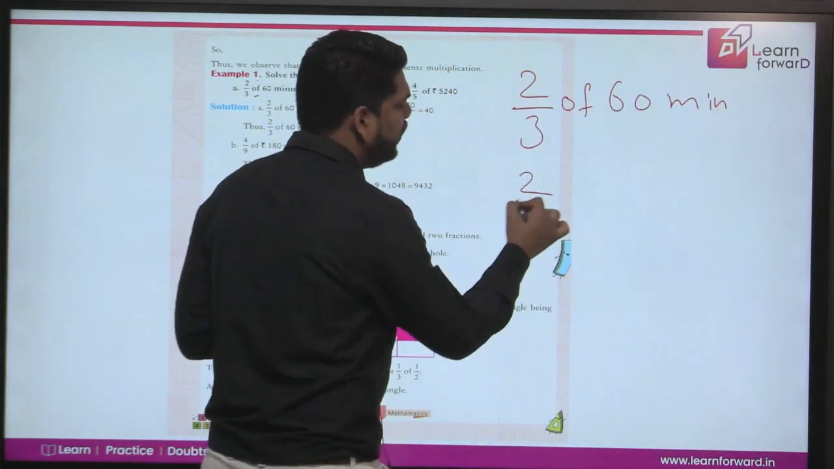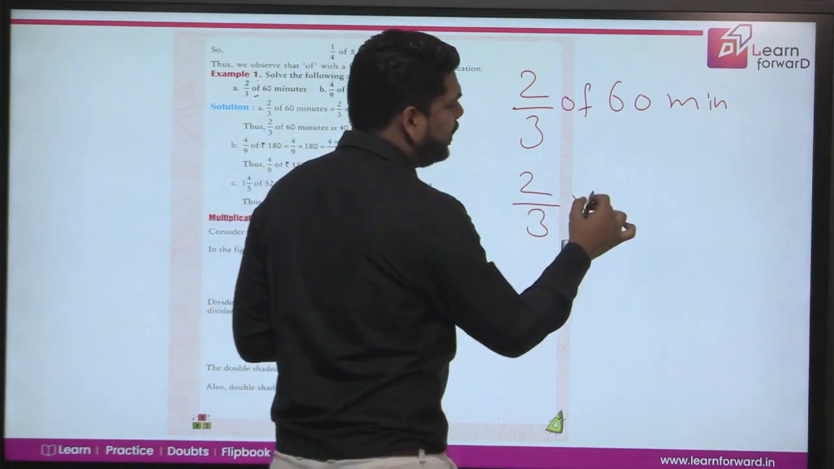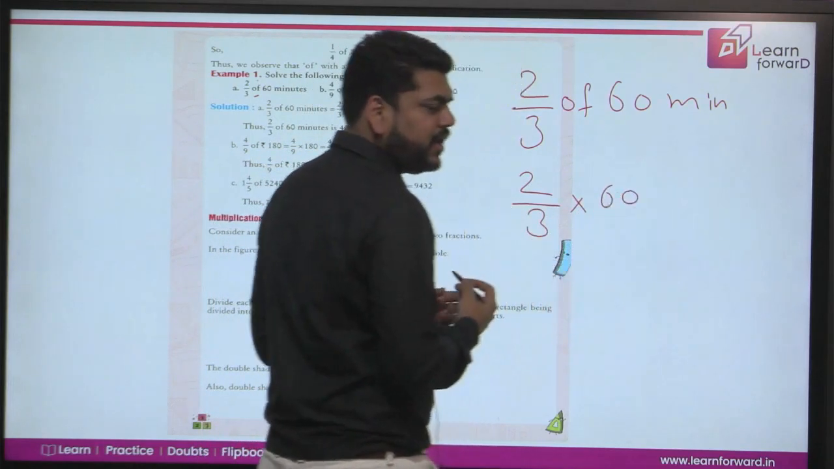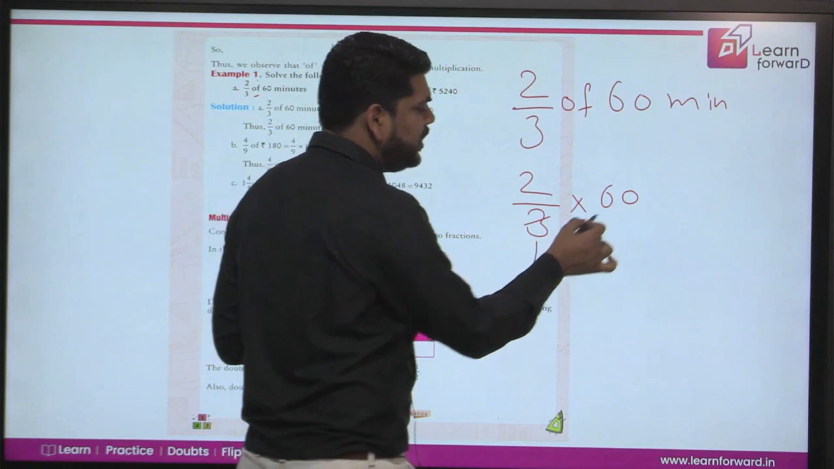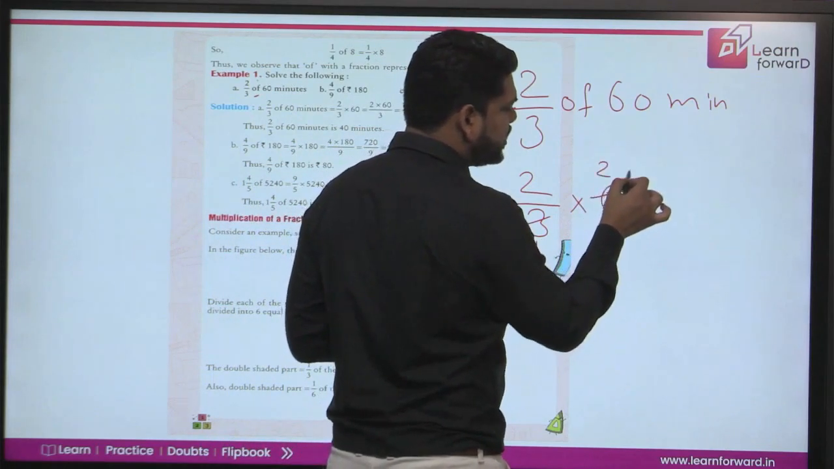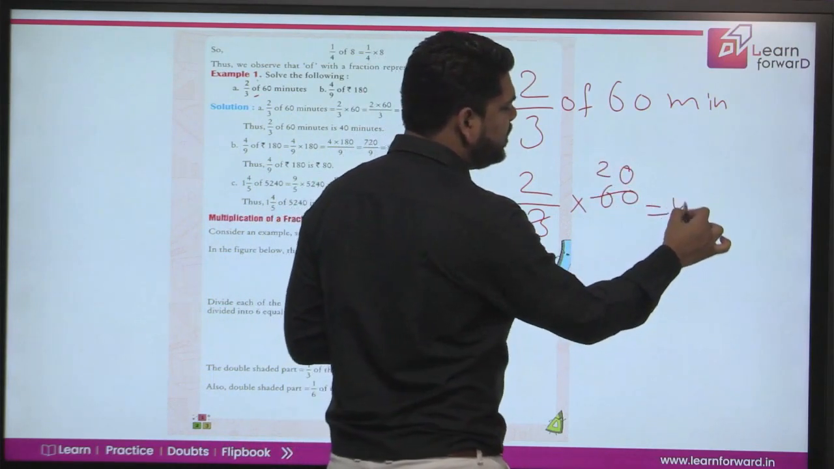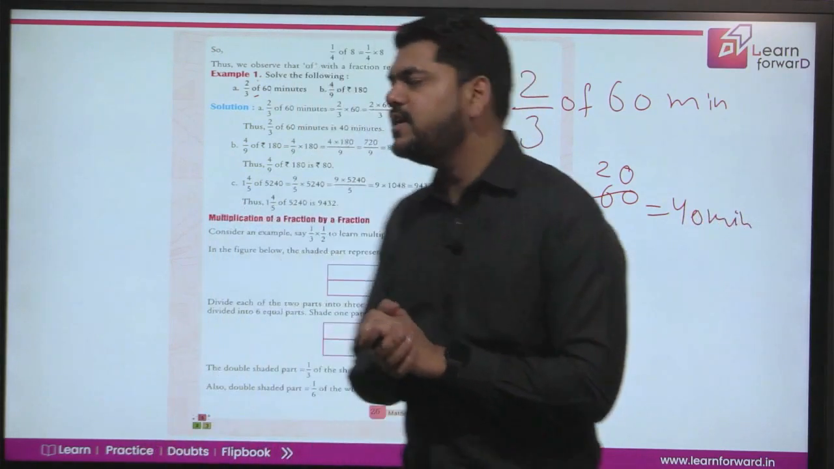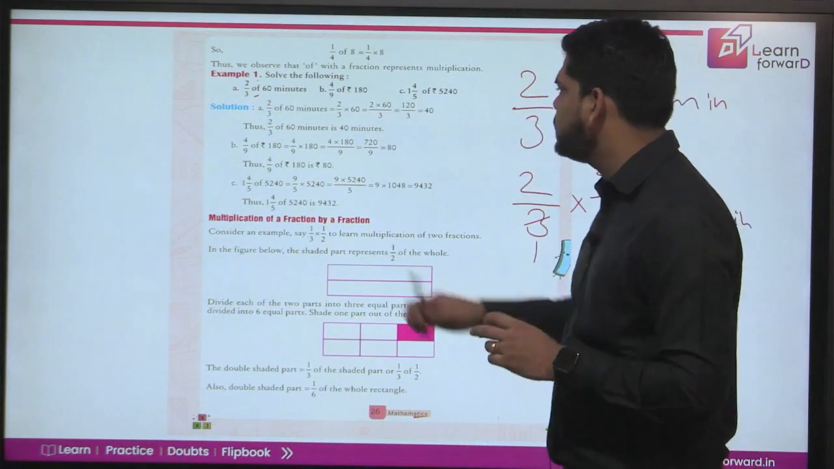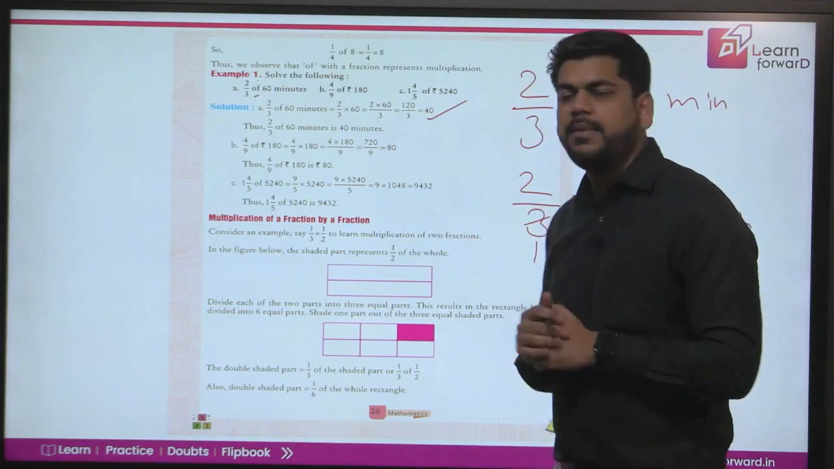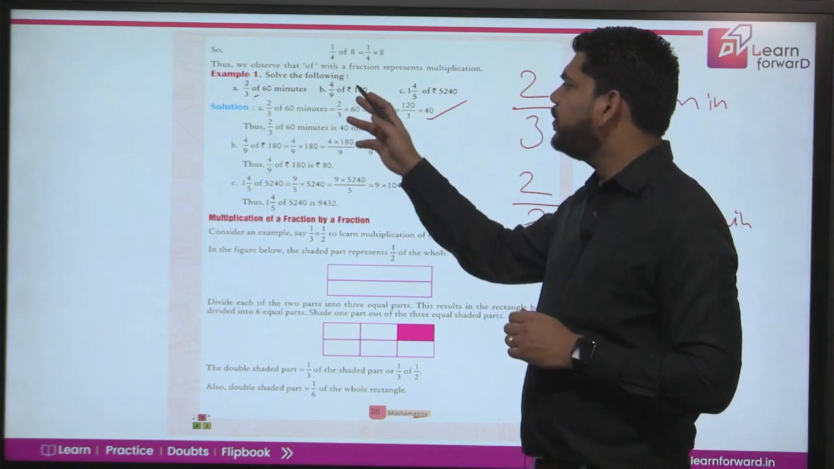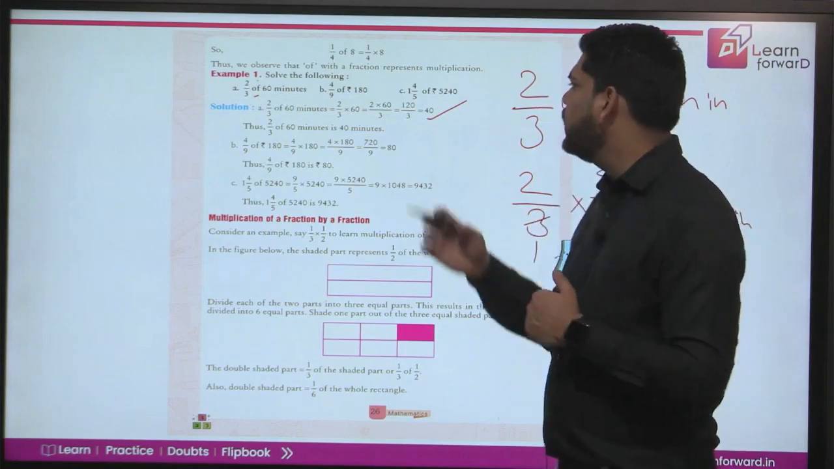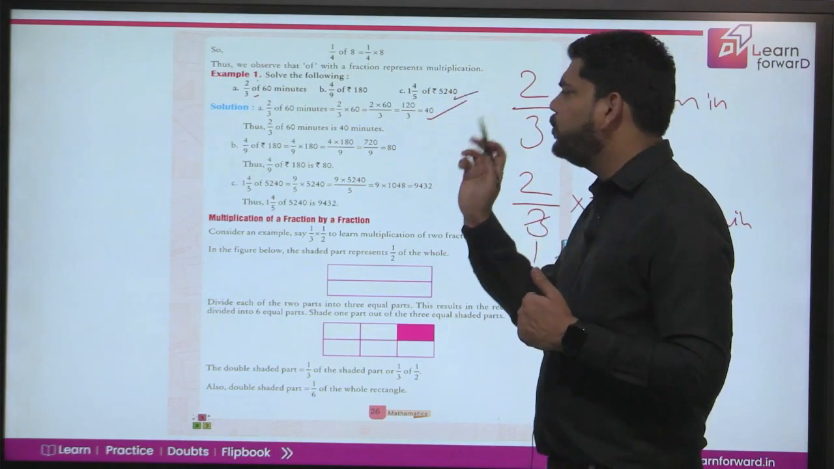So 2/3 of acts as multiply, 60 minutes. 3 1s are 3, 3 2s are 6 and 0 as it is. That means 40 minutes. So 2/3 of 60 minutes is 40 minutes. Here's the calculation and we got the same answer. Likewise, you can solve for the 4/9 of 180 rupees and 1/4 of 5240 rupees.